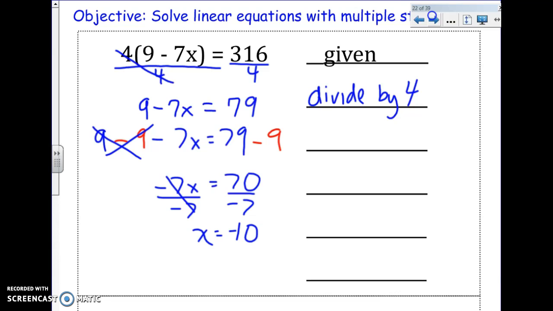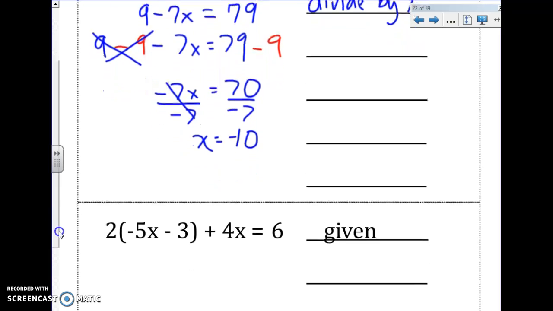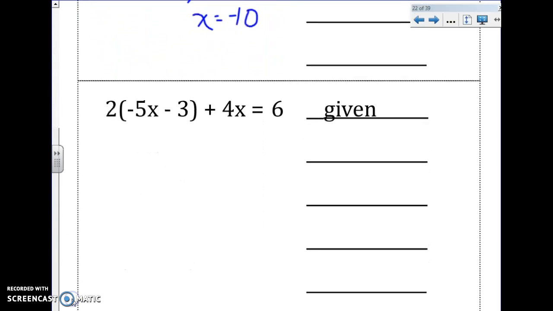So that's one of the things I love about math: I can do this different ways and I can get the same result, as long as I follow my order of operations, that is. All right, and I'm going to start you on this final example because there is somebody outside of the parentheses. I have to distribute first. I have to simplify. So 2 times negative 5x minus 2 times 3 plus 4x equals 6.